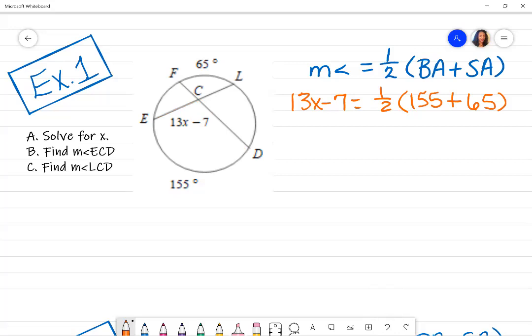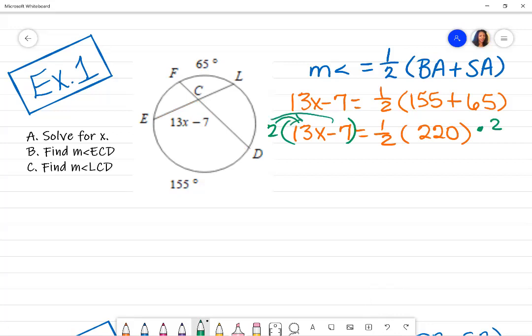So now you just want to simplify. I have 13x minus 7 is equal to 1/2 of 155 plus 65. Since those are like terms, I can combine them, and that's 220. Because I have a fraction, I want to multiply both sides times 2. Over on the left-hand side, be careful because you have to distribute that 2 to everything that's in the parentheses. And the purpose of doing that was to get rid of this fraction. So now once I simplify, 13x times 2 is 26x, and then 2 times -7 is -14.